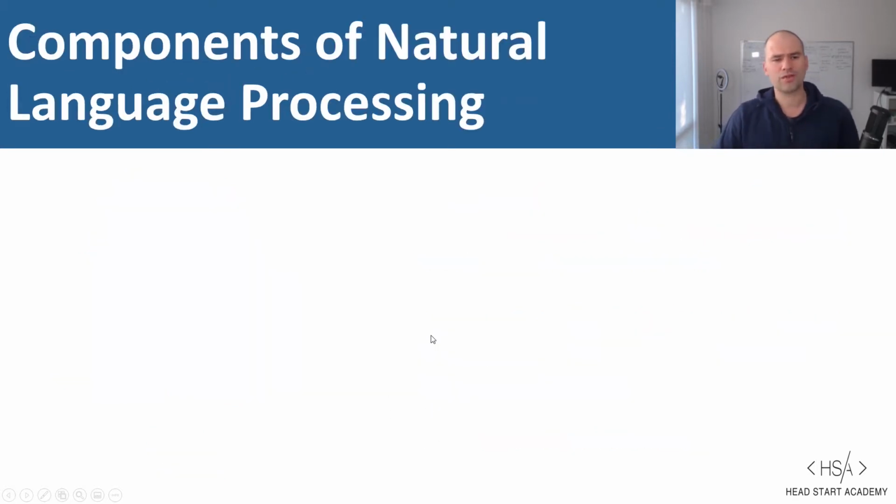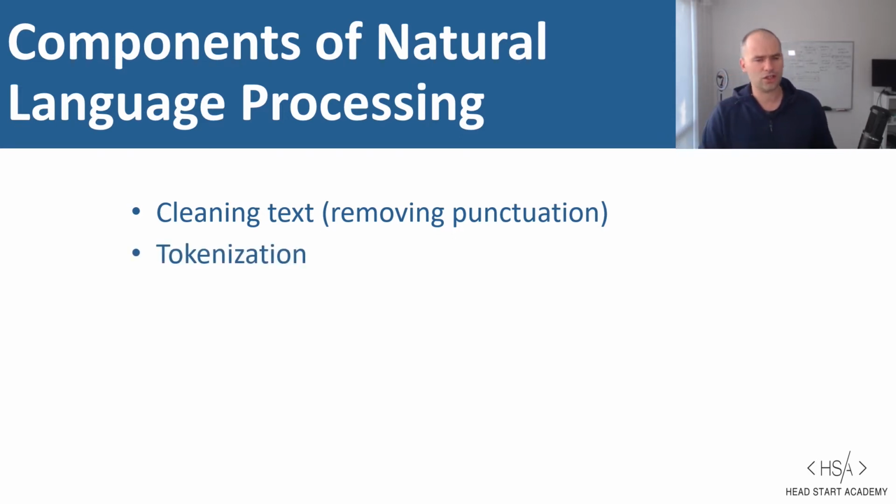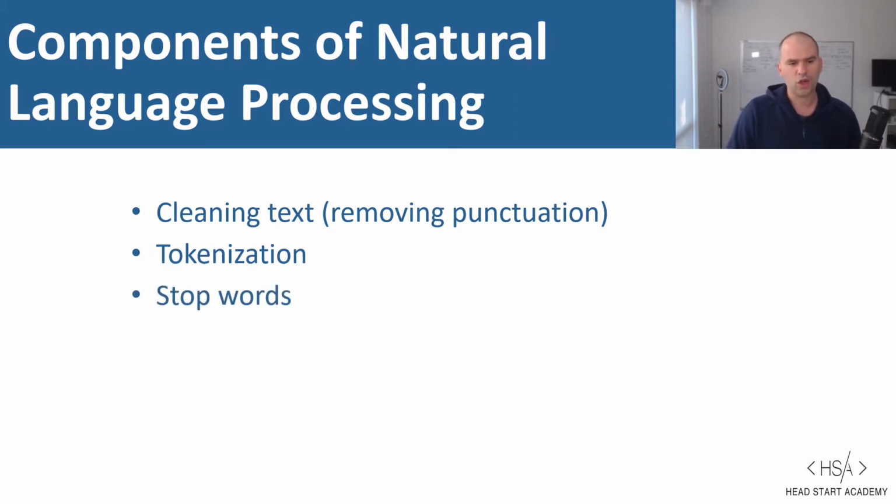However, the components of natural language processing, given that it's an advanced field, are actually fairly easy to understand. So we're going to do things like removing punctuation, basically removing weird symbols from text. We're going to tokenize text into chunks that are easier to process, like words, sentences, paragraphs, and chapters. We're going to use things like stop words to get rid of words that have no meaning and then analyze the remaining text to find meaning.